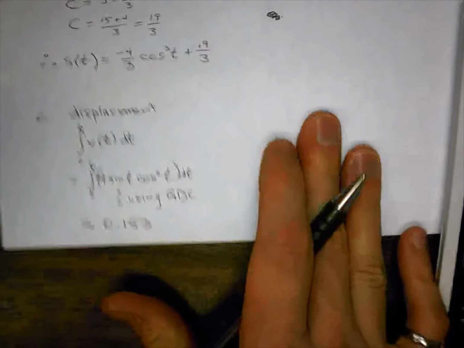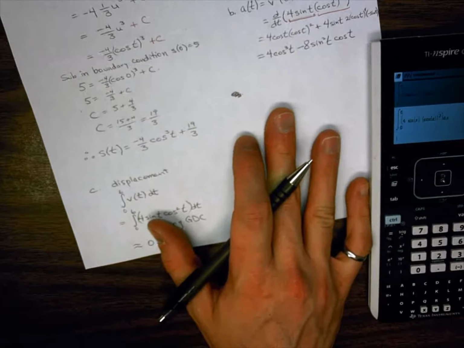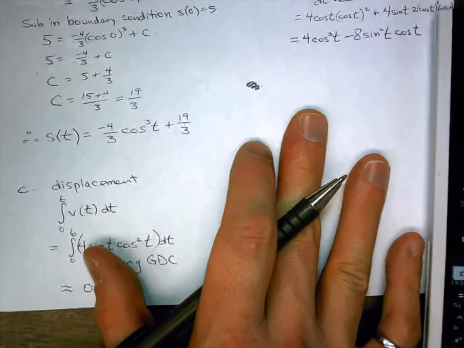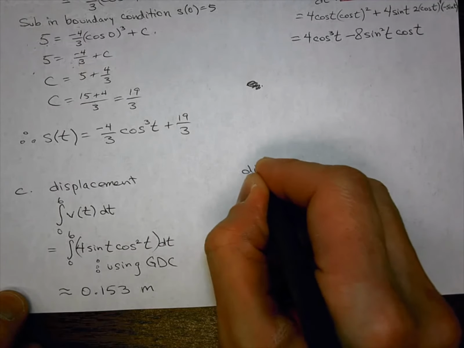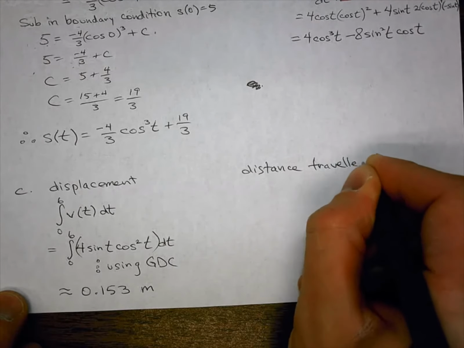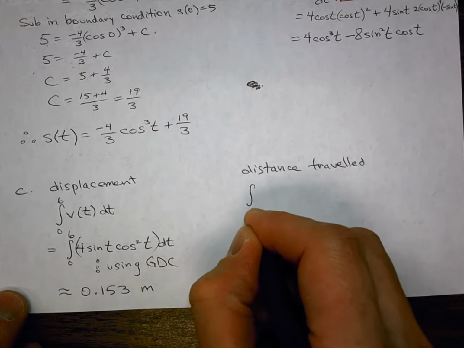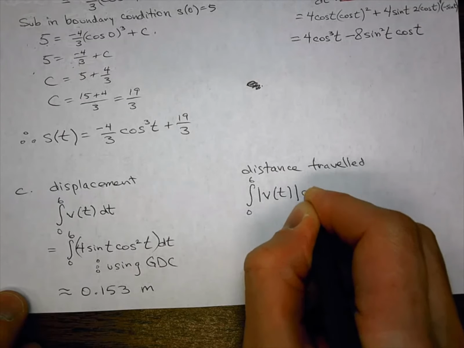0.153. What was this again? I guess it's meters. Yeah, so there we go. That's my displacement. Now my distance traveled is a very similar formula, but it's the absolute value. So this is the integral from 0 to 6 of the absolute value of v(t) dt.